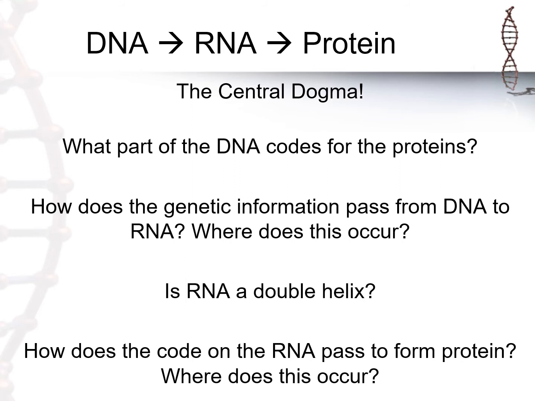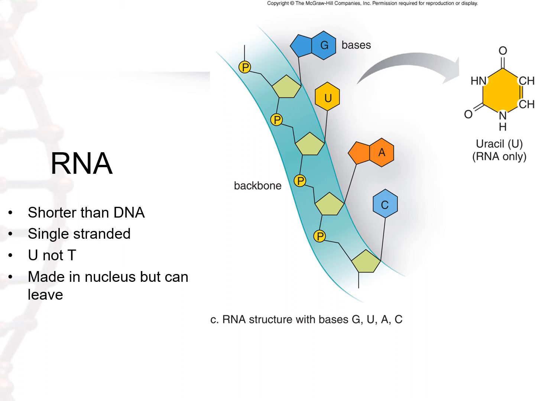All right, a little bit about RNA. RNA is not a double helix. RNA is single-stranded, so it doesn't have the second strand. It's shorter. The RNA is only the length of the gene. Remember that RNA has U, not T, and it's made in the nucleus, but it can leave.